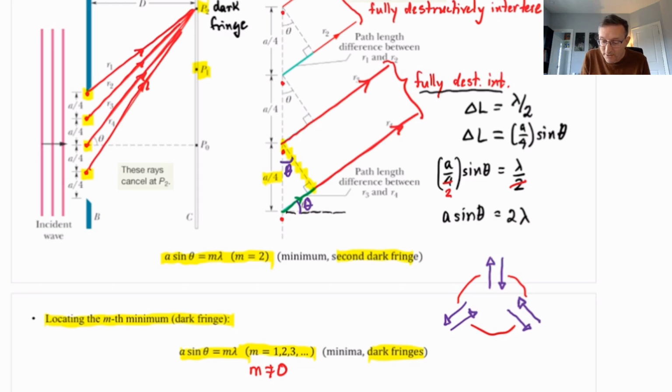Because the net vector, whatever it is I'm adding here, of those two is 0. The net of those two is 0. The net of those two is 0. Add up a bunch of zeros, you get 0. So that's what we're doing to find the dark fringes. We're considering a bunch of destructive interferences. A bunch of destructive interferences is dark.